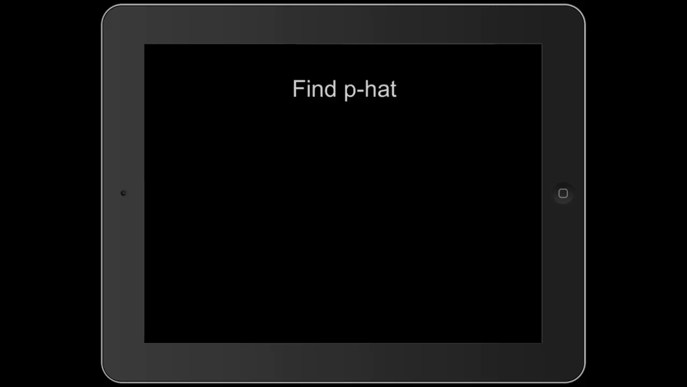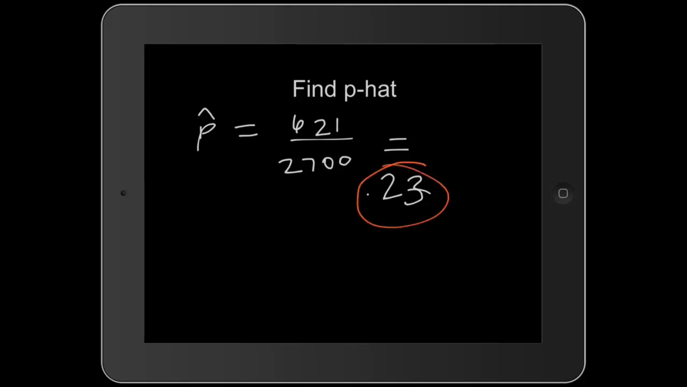Our first step is to find p hat. To find p hat, we need to divide the total number of teens asked, which is 2,700. So we're going to write that down right here on the denominator. And then we're going to divide that by the total number of teens that responded, which were 621. That equals out to be 0.23. And that's our answer for p hat.